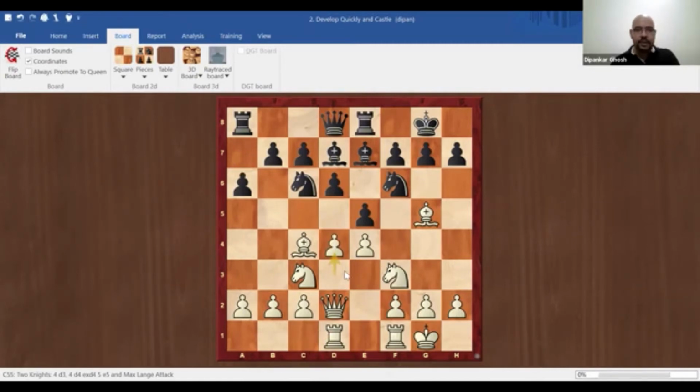Now d4 is called a pawn break. Now this is a particular type of move. Why are we pushing this pawn right now? Because our rooks need some open files. Okay. So what are files? The vertical lines on a chessboard are called files.